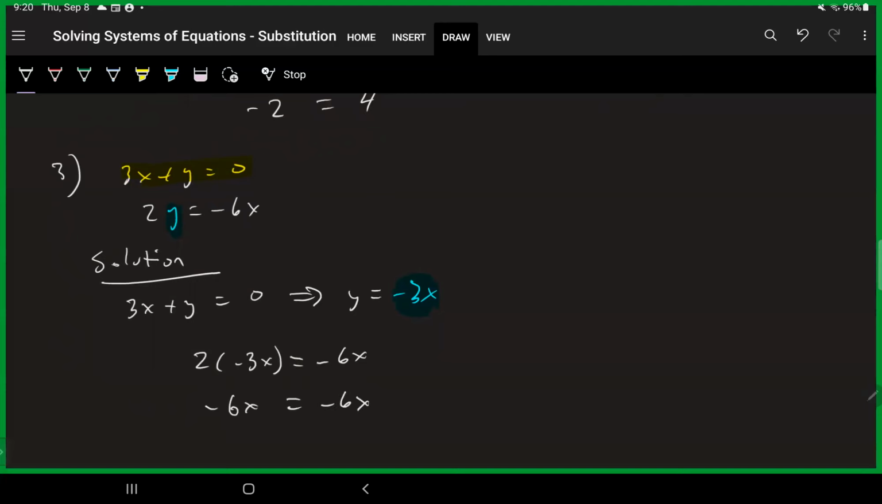And we can actually stop right here because something is equal to itself. If I add 6x to both sides, I'm going to get 0 equals 0. If I divide everything by negative 6, I'm going to get x equals x. As long as I'm consistent with what I'm doing, I'm going to get the same thing on both sides. And this is always true, which means infinite solutions.